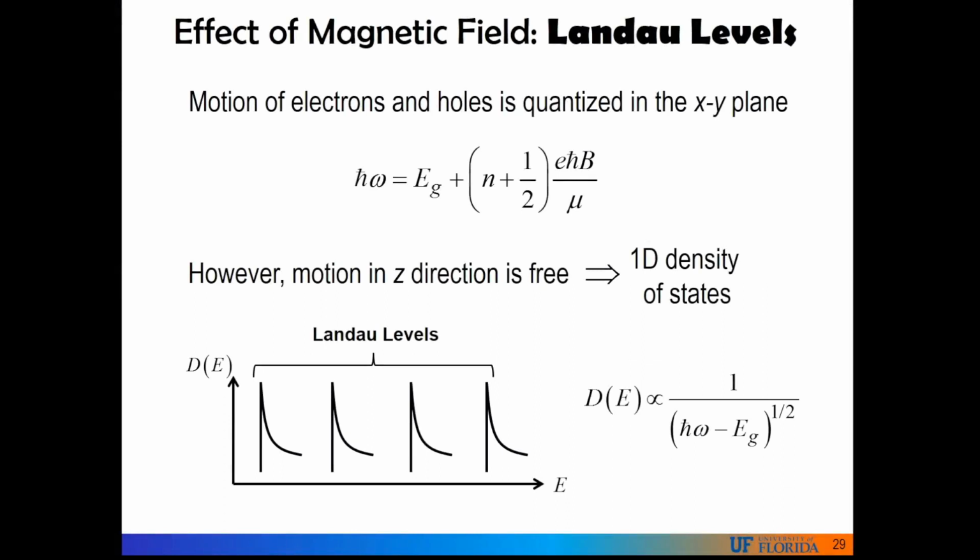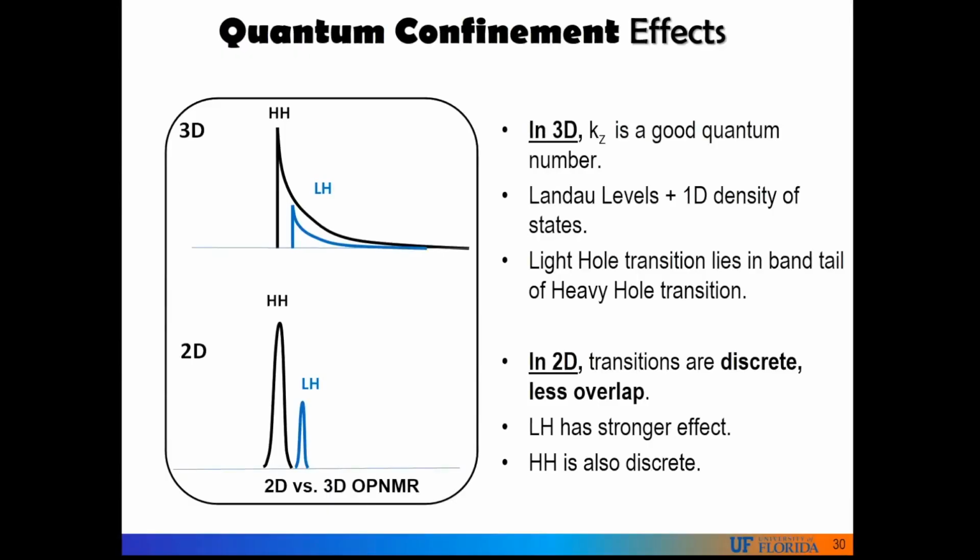We'll still have free motion along the field direction, so we still have a 1D density of states. So you get the Landau levels, but with a tail, that 1D density of states tail. In 3D, these tails can overlap, so you can never really just hit the heavy hole or light hole band. But if we're in a 2D system with quantum confinement, we can break the heavy hole, light hole degeneracy, because now we're quantized in the Z direction. And due to the different masses of light hole and heavy hole, they have different quantization energies.